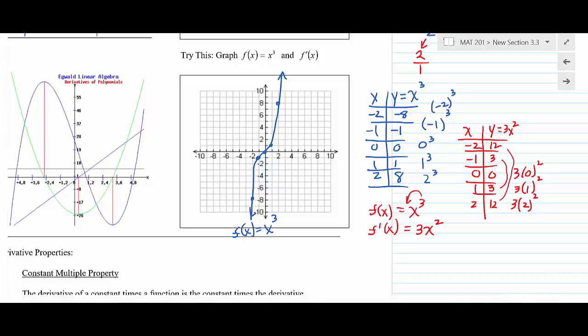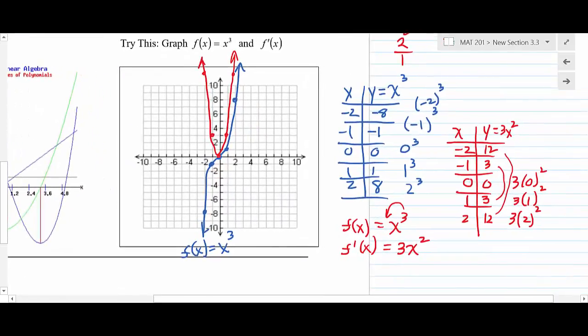Now, if we plot those points, we'll have a precise, accurately drawn derivative. So we would go left 2, up 12, up there somewhere, negative 1, 3, 0, 0, and so forth like that. So you have a parabola kind of like that. And your goal when you're doing that is to see whether that derivative makes sense to you.